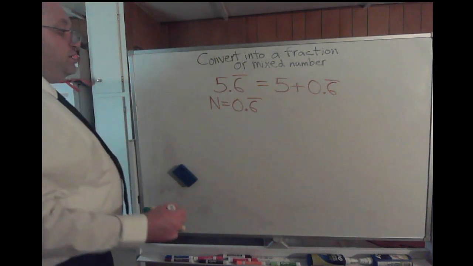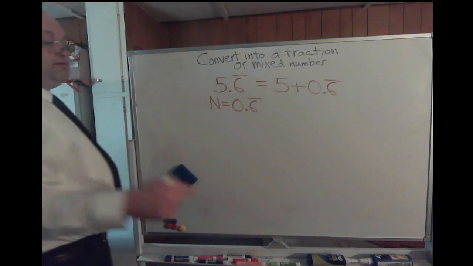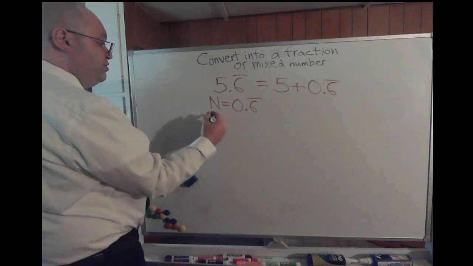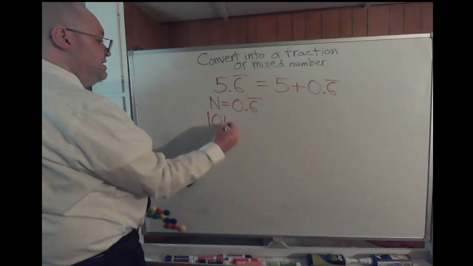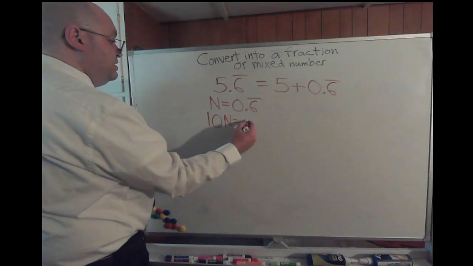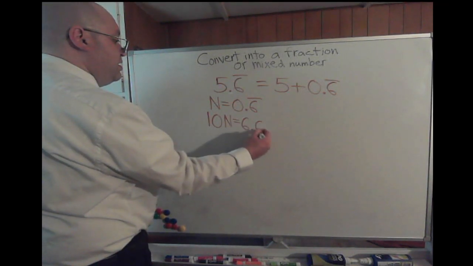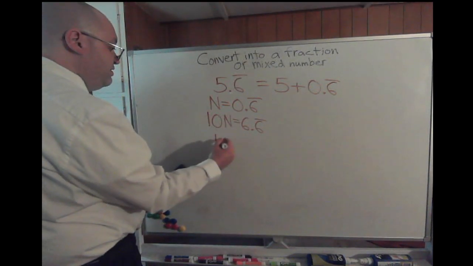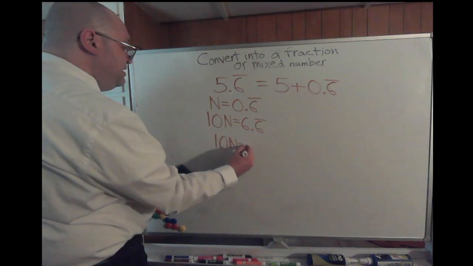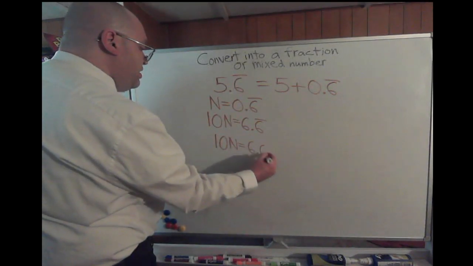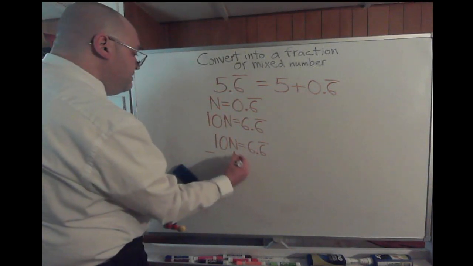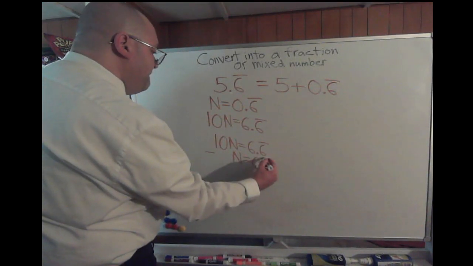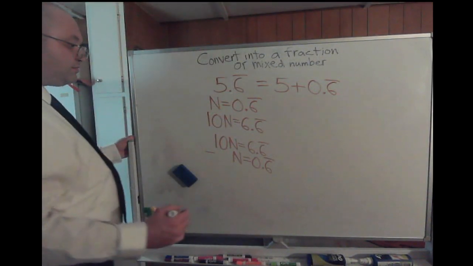Now, we have one digit here, so in order to form an equation and get rid of the bar, we need to multiply by 10 to move the decimal place one to the right. So 10n is going to equal 6.6 repeating. Now we just do our math here, so you'll have 10n equals 6.6 repeating minus n, which equals 0.6 repeating.